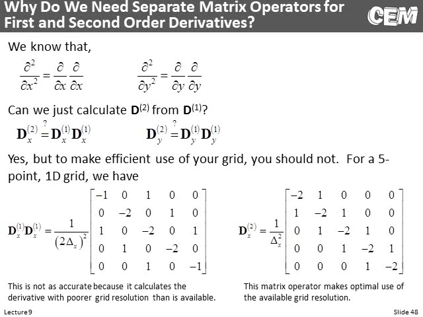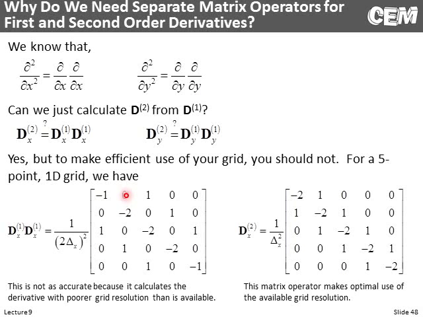If we did that, this is what we would get. We would get the correct matrix. However, we're not efficiently using our grid resolution. Notice this diagonal of ones is over one more space than it would be if we just constructed this from the second order finite difference approximation. What this means is we're reaching out farther into the grid to calculate the second order derivative. So we aren't using the full resolution of our grid as effectively as we could. The derivative operator here is not as accurate. We're not using the information from these points.